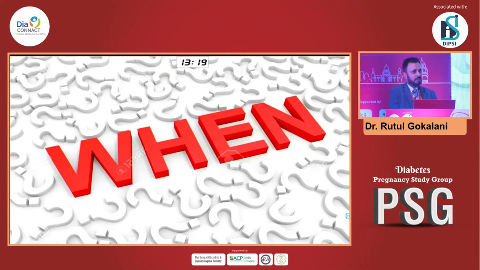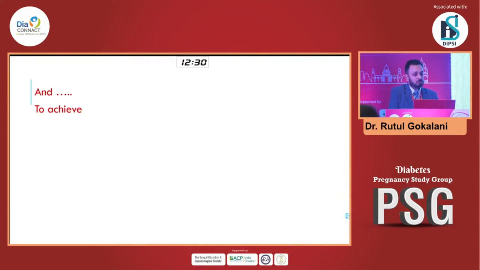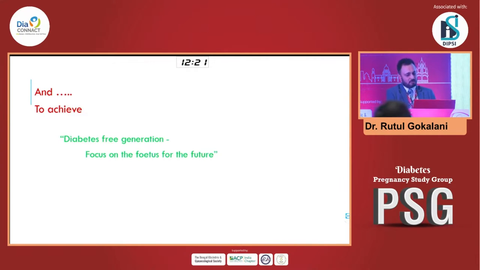So when to counsel? As soon as possible. We need to counsel and manage that diabetes as soon as possible. For that we have a thought. We all know the story of Abhimanyu, the son of Arjuna, who was in the womb of his mother and learned how to break the chakravyuh from the womb. So our religion teaches us that there is something beyond life. Before the baby is born, we are going to give such an environment that can prevent metabolic syndrome and metabolic problems. And to achieve this, a diabetes-free generation, also focus on the fetus for the future.